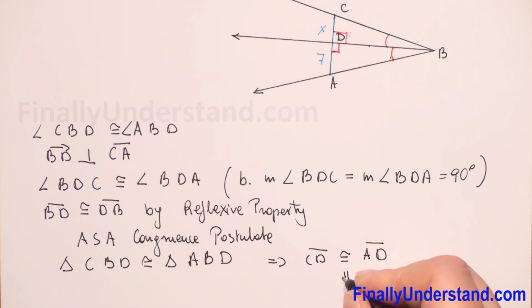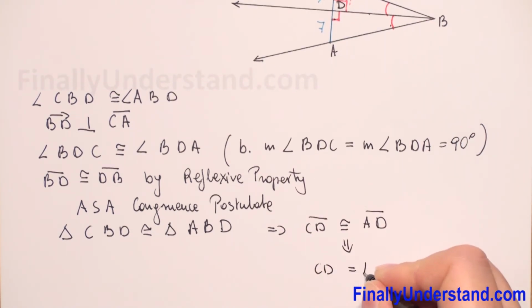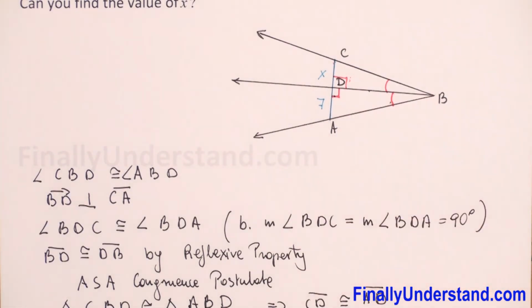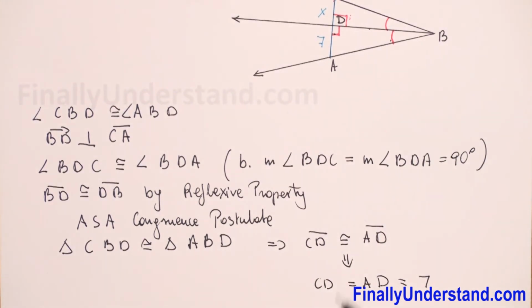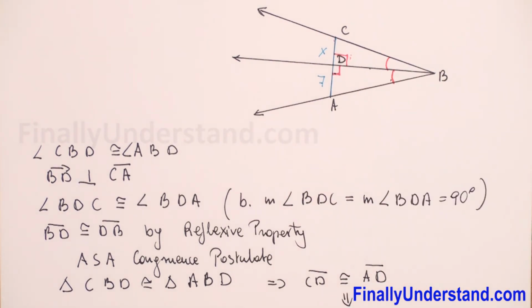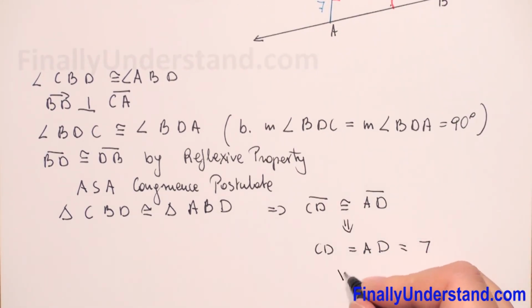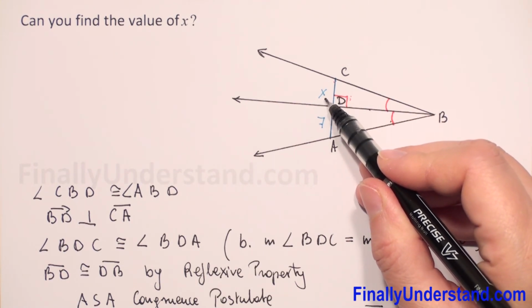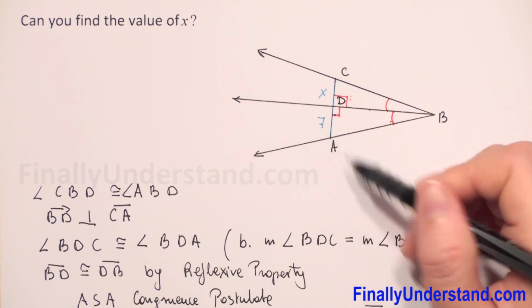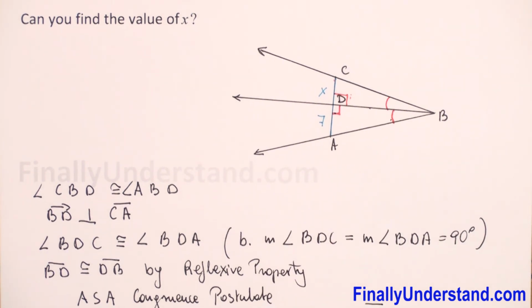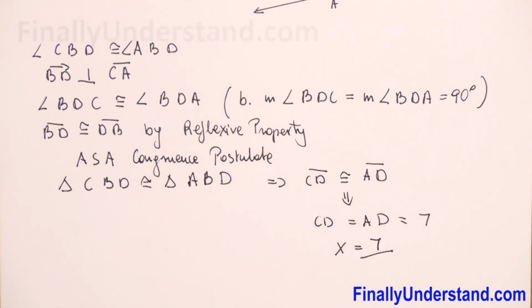So it means that CD is equal to AD, and we have given that AD is 7. So we have that CD is 7 as well. So we have that x is equal to 7, because CD was given by the expression x. We have that x is equal to 7 by the angle, side, angle congruence postulate. This is my solution.